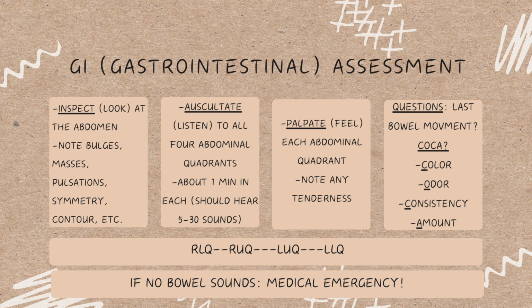Next, we'll palpate, which is feel, each abdominal quadrant and note any tenderness. We can ask our patient to voice to us if there's any pain when we're palpating. We also need to ask a couple of questions. The first question we'll ask is when their last bowel movement was, and then we're going to ask COCA. COCA stands for color, odor, consistency, and amount of their last bowel movement.